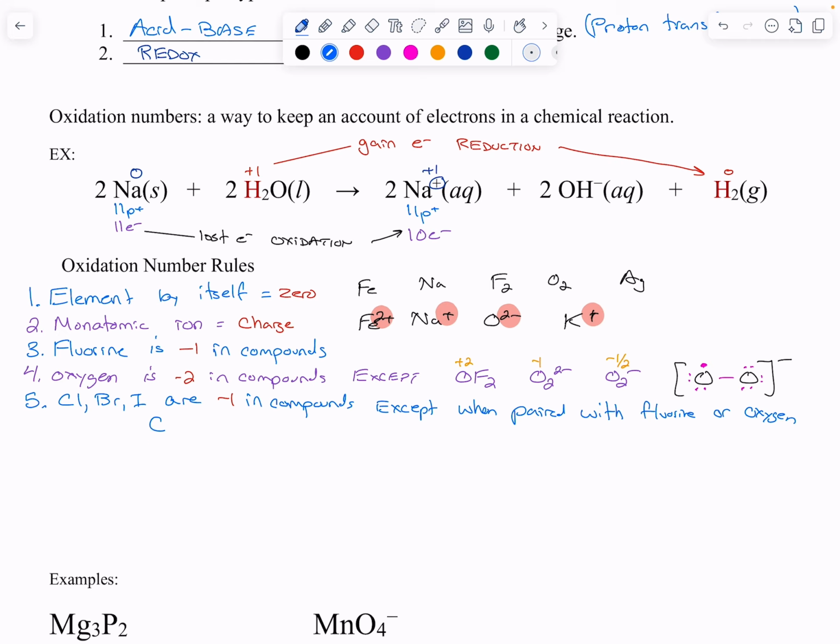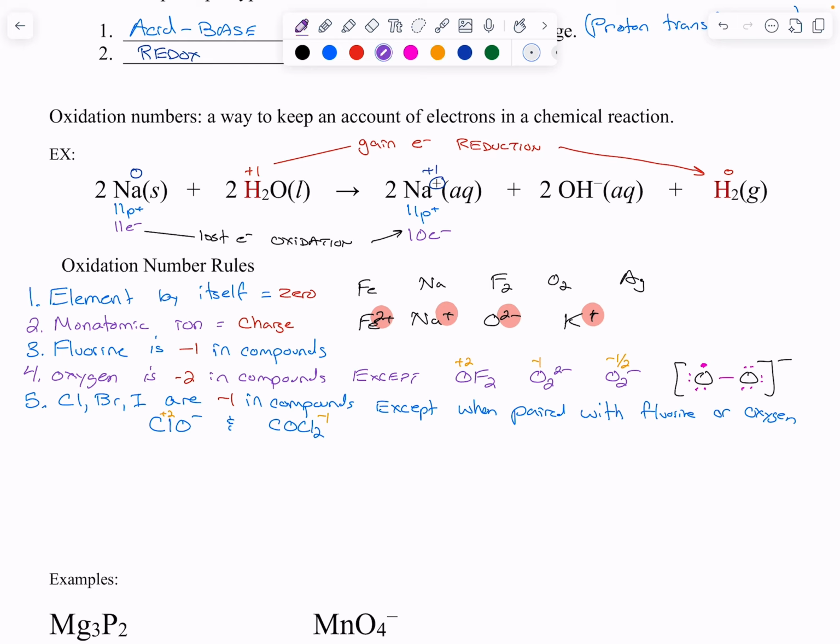So ClO minus and COCl2. There's a difference here. In one, chlorine is +2, and in the other, chlorine is -1. When we say paired, there are just the two atoms. Basically, chlorine, bromine, iodine have to be a central atom for this rule to take effect. If chlorine, bromine, or iodine are terminal atoms, they're going to be -1.